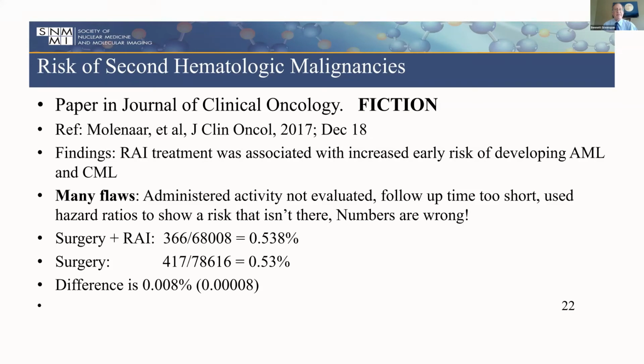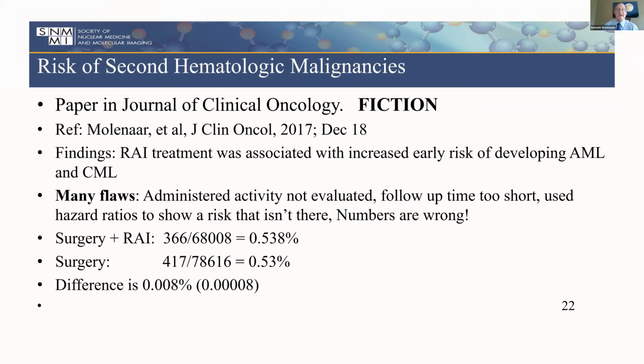And in looking through their numbers, if you add them up carefully, the number of malignancies with surgery plus radioactive iodine was 366 out of 68,000. Surgery alone was 417 out of 78,000.